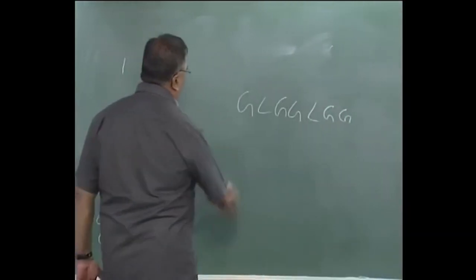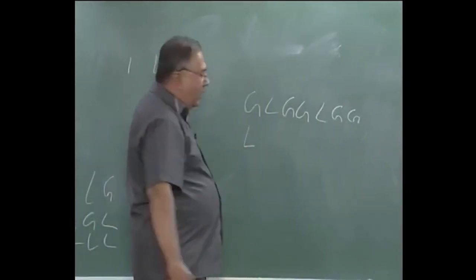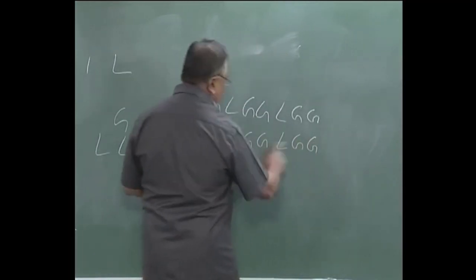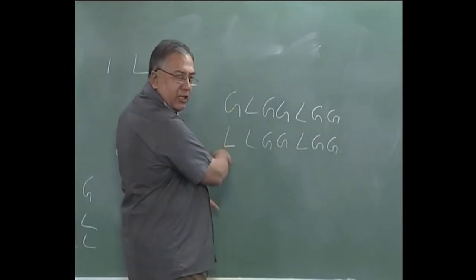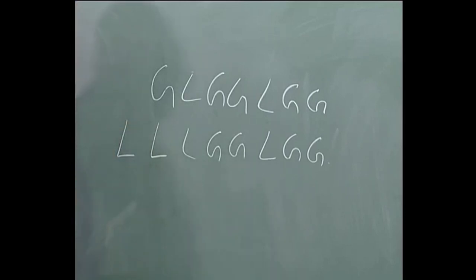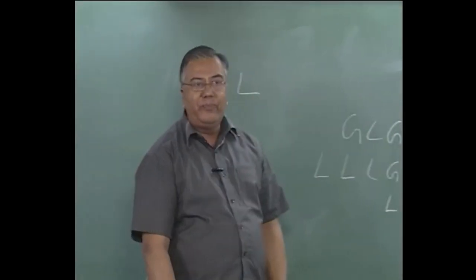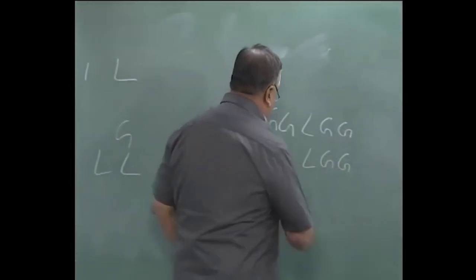So, what do you do? Below the G, you put an L. Bring down whatever you have in the right as it is. But now the matras are not adding up. G has been reduced to an L, so I have to put an L in the left. That will be the next row. What will be the next row? Start scanning from the left, where G occurs, put an L below. Bring down the things to the right as they are.